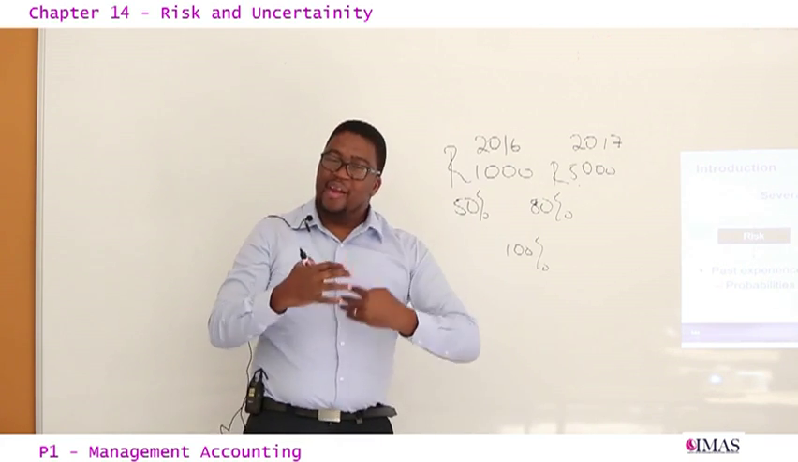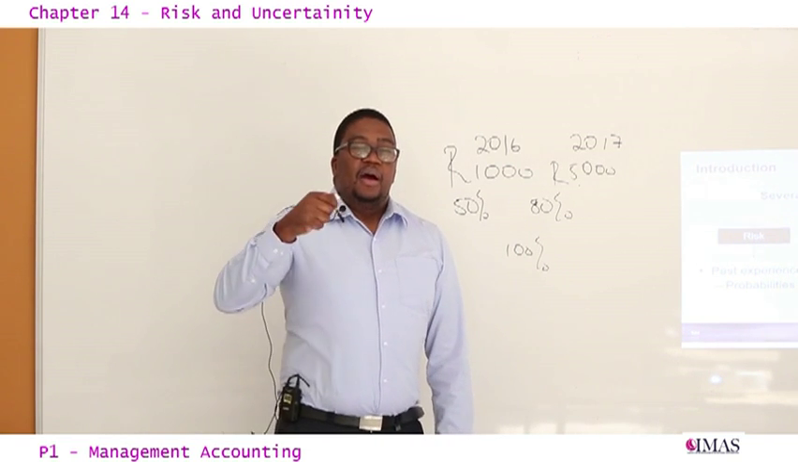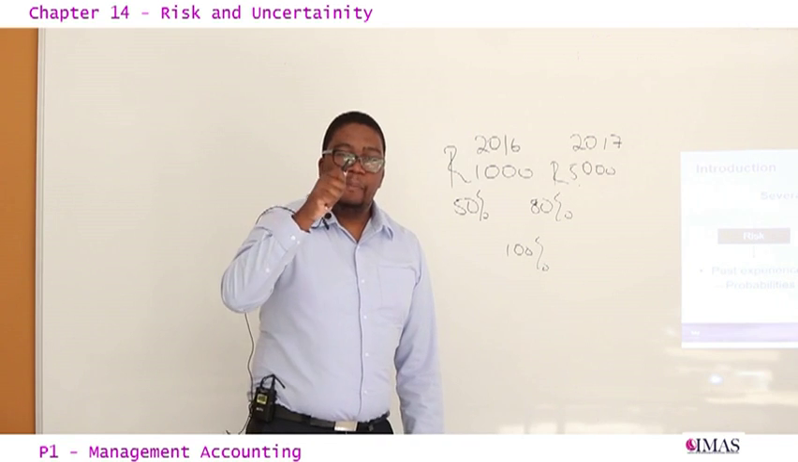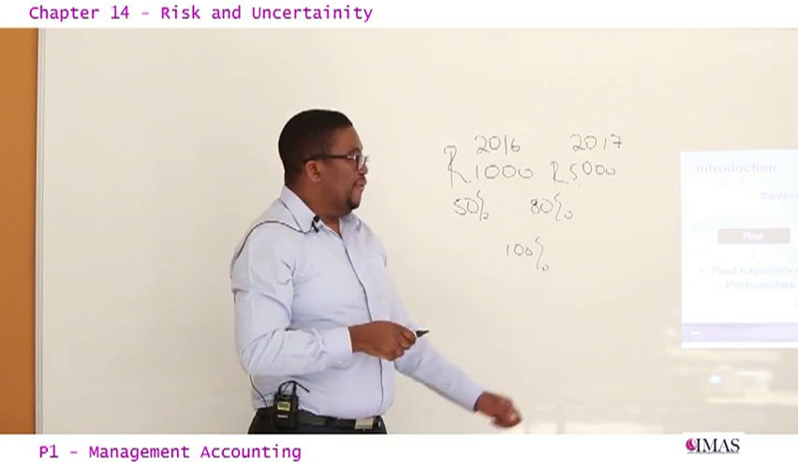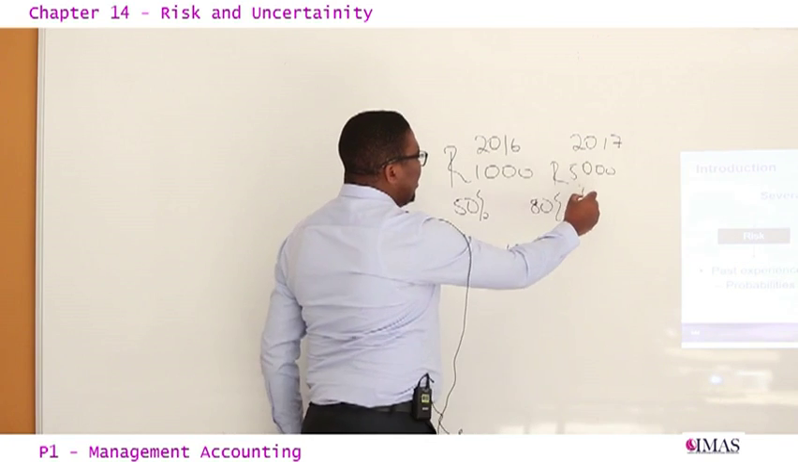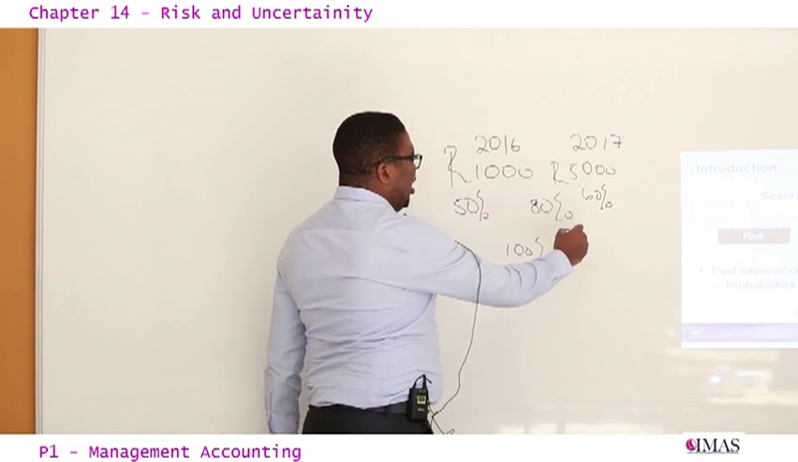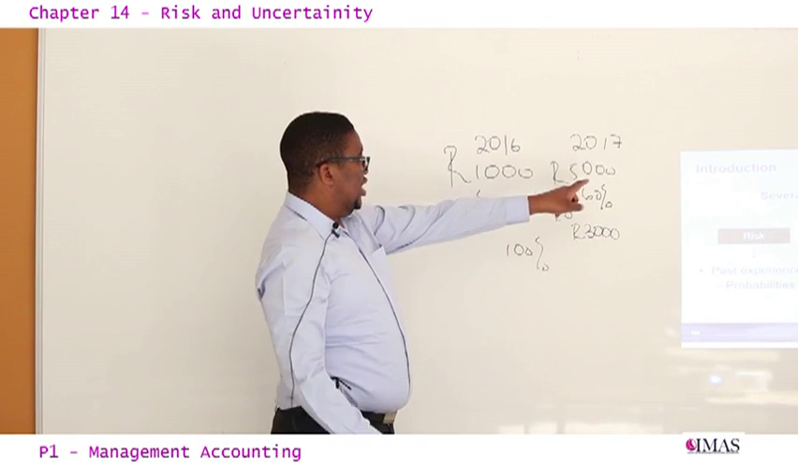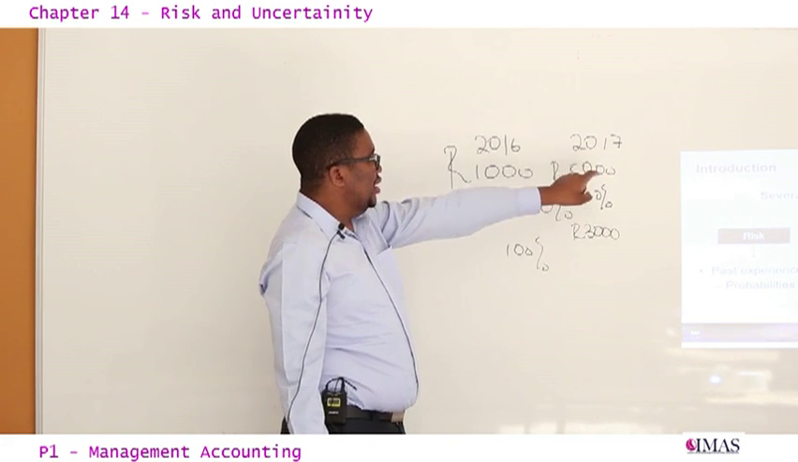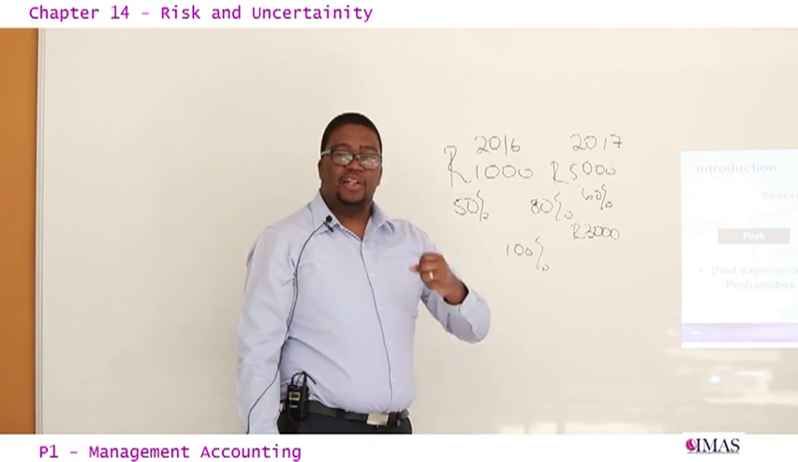Are you with me? It's very important that you fully understand what risk is. Quite often we will need to measure risk by applying probabilities. We say the probability of us achieving 5,000 rand is only 60%, which means the organization is likely to achieve 3,000 rand, because we must take 5,000 multiplied by 60%. Multiplying 60% with 5,000 gives you 3,000. That is what you are likely to achieve.